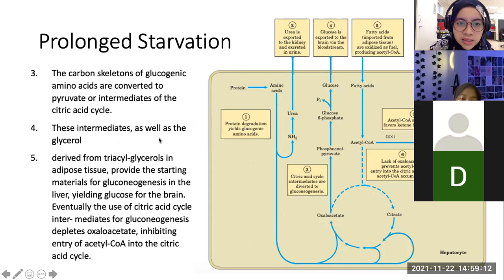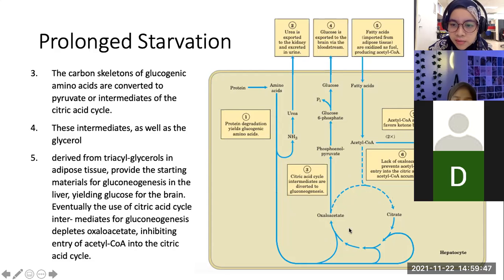These intermediates, as well as the glycerol derived from the triacylglycerols in the adipose tissue, provide the starting material for gluconeogenesis. So along with amino acids converting into the intermediates of the Krebs cycle, the same thing happens with glycerol. They are also being converted into intermediates of the Krebs cycle. So this is for gluconeogenesis. Eventually, there is the use of citric acid cycle intermediates.